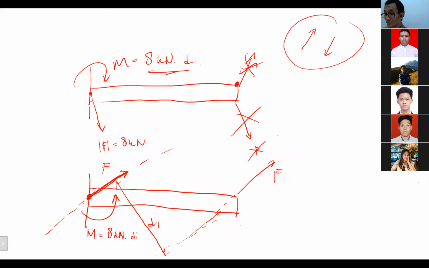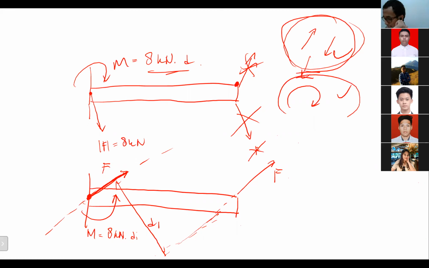Okay, if we have two forces with the same magnitude, opposite direction to each other, and parallel to each other as well, this one is a couple. And we can represent a couple like this. So this one and this one are actually the same. So actually, I can represent it like this as a couple, or I can represent it like this as a moment. Because a couple always produces a moment.